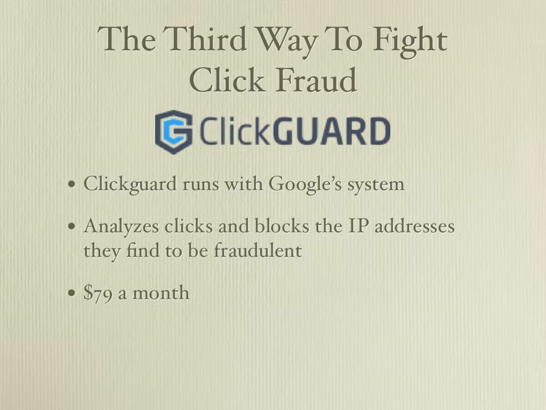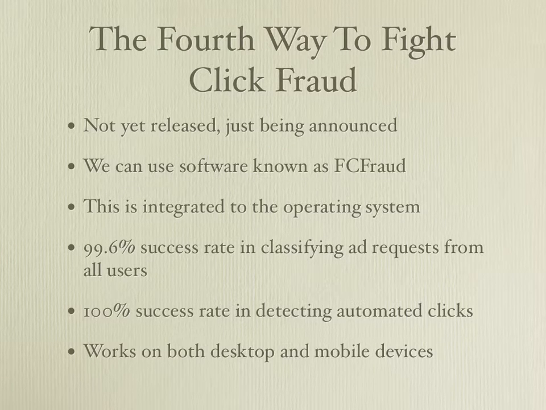There is some new software coming out soon, I've just read about, that is called FC Fraud, which I believe will work even better when it is released. This one is integrated into our operating system instead of through Google, so it can work on mobile devices and desktop devices both. So far, they have a 100% success rate in detecting automated clicks and a 99.6% success rate in detecting other clicks. So almost all of them are found by it, and it's run on our computer instead of relying on Google and something running through Google to work. I believe this is the best to go with, but right now it hasn't been released yet. It's just been announced, so there's no price point or anything on that so far.